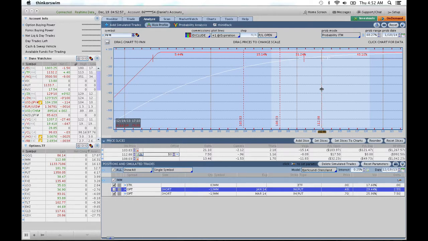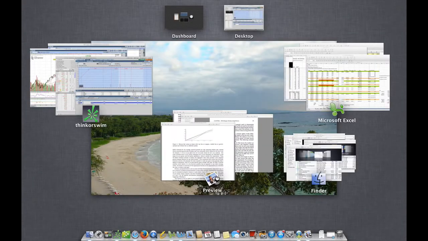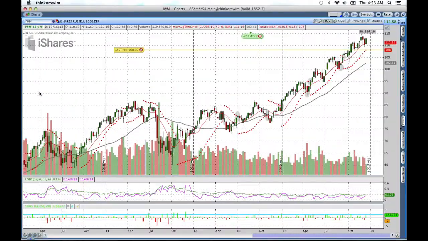And again, if we jump back over, we can take a look at the parabolic stop and reverse. Our stop level is down here around 108. So if price trades to that level, sort of like how it did back here in September, we'll be closing out of our short puts.